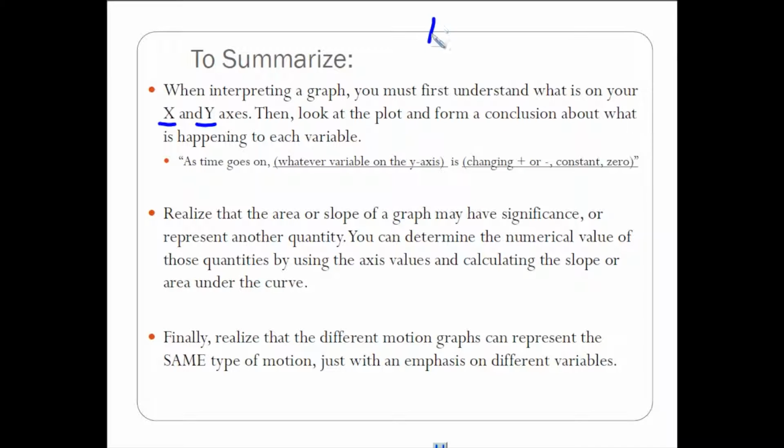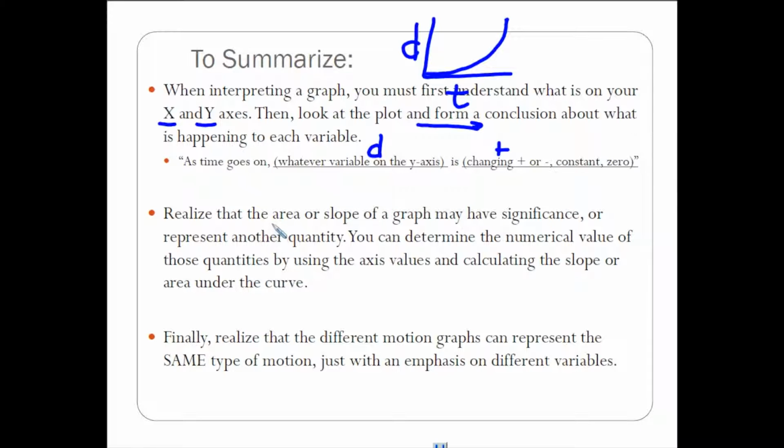Say for a displacement versus time graph, if you have something that looks like this, as time goes on, whatever variable is on my y-axis, in this case my displacement, is changing positively, not constant in this case, and it's certainly not zero, and it's changing quicker and quicker, which means that I'm accelerating. So for any graph, you should always ask, whatever's on my y-axis, how is it changing, or is it changing at all as time goes on?